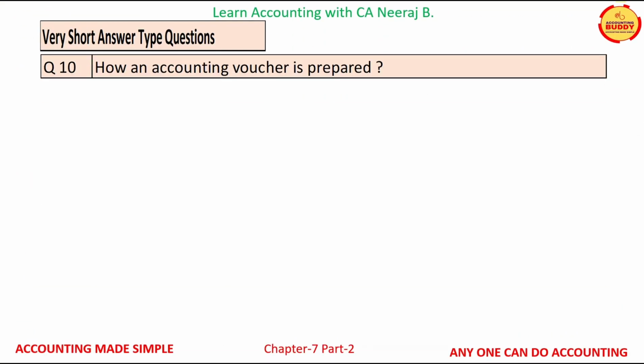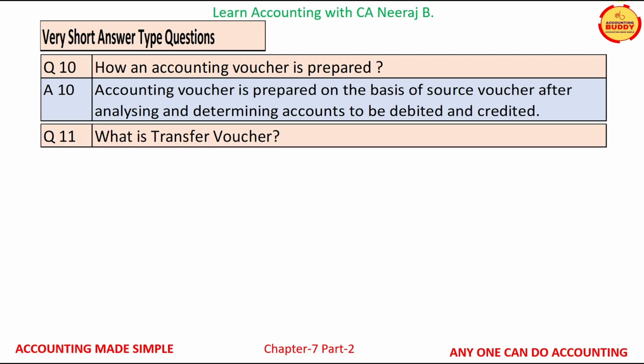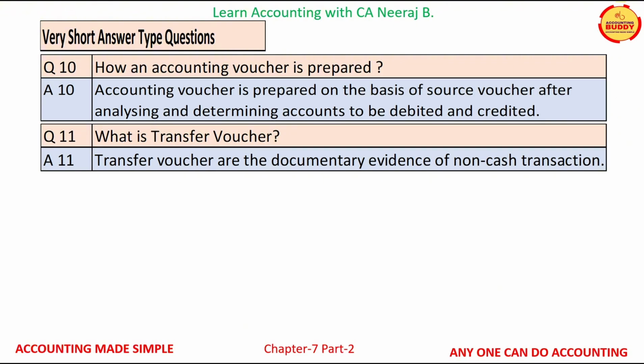Question number 10 on your screens is, how is an accounting voucher prepared? The answer is accounting voucher is prepared on the basis of source voucher after analyzing and determining accounts to be debited and credited. Question number 11, what is a transfer voucher? The answer is transfer vouchers are the documentary evidence of non-cash transactions.